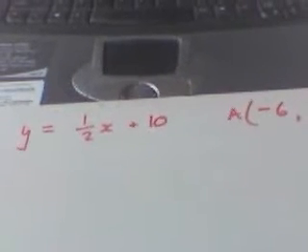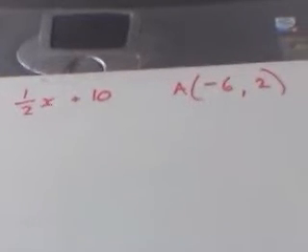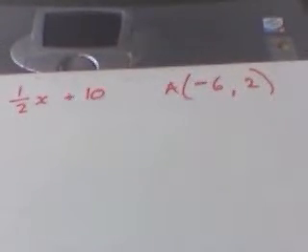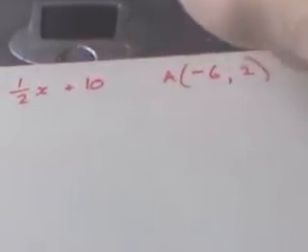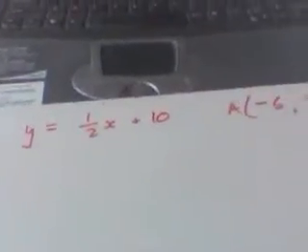Okay, your turn. Find the line that's parallel to y equals a half x add 10 and goes through the point negative 6, 2. Press pause and have a go. Let's see if you got this one right.